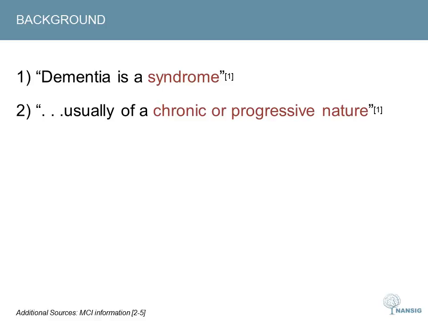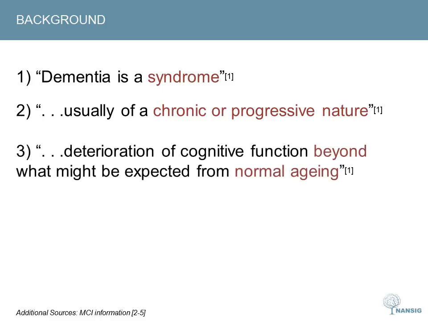Dementia is characterized by the deterioration of cognitive function beyond what might be expected from normal aging. In other words, it's not normal to have dementia with age. Some cognitive changes happen as we get older, but dementia is not the product of a healthy aging brain.